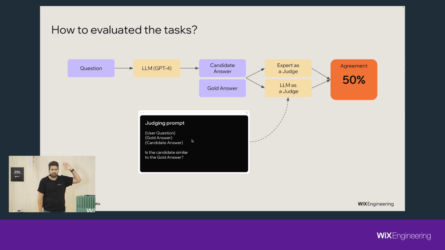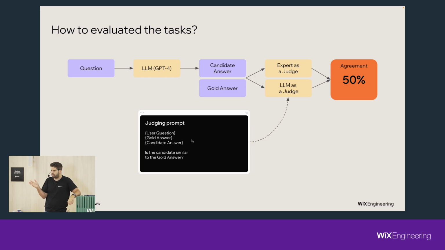That's the prompt that is provided by most papers out there. User question, gold answer, is the candidate similar to the gold answer or not? And when we compared the agreement between the human expert and the LLM as a judge to see if it makes sense, we saw that it has only 50% agreement, meaning that the LLM as a judge does not really agree with our human expert, so we don't want to use that.